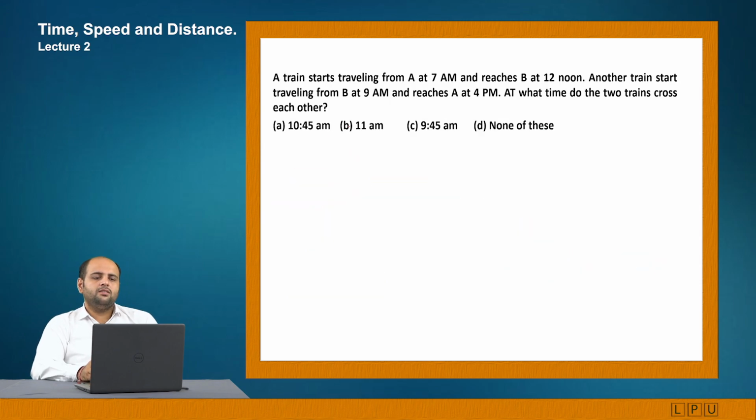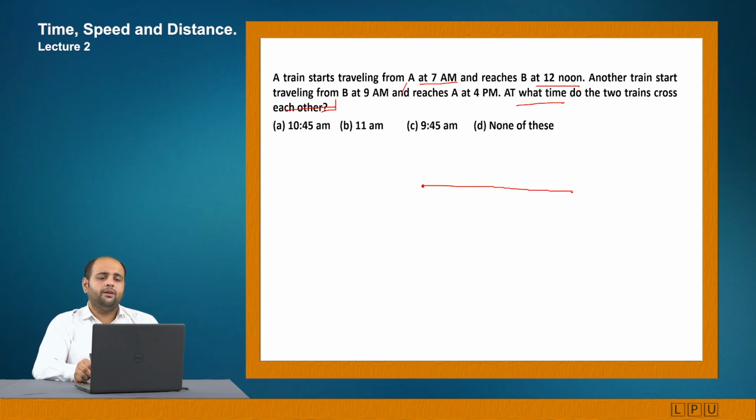Now, this is a question a bit similar to the previous one. What is the difference? Basically, in that question, you were given a lot of values, but in this question, the values are very few. But he is expecting the same thing. He is expecting the collision or the crossing time. So just draw the diagram.